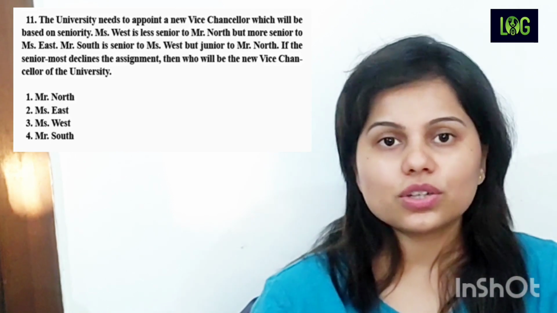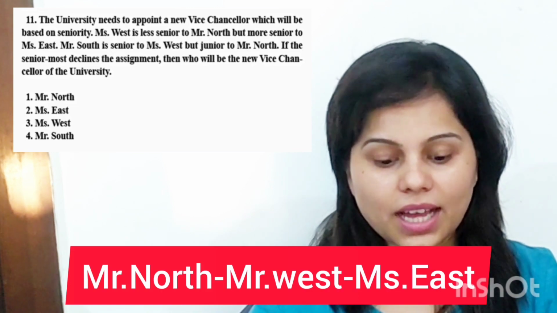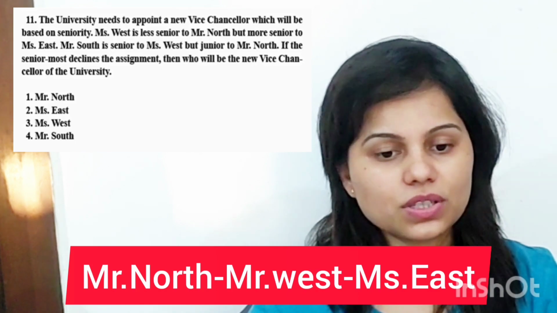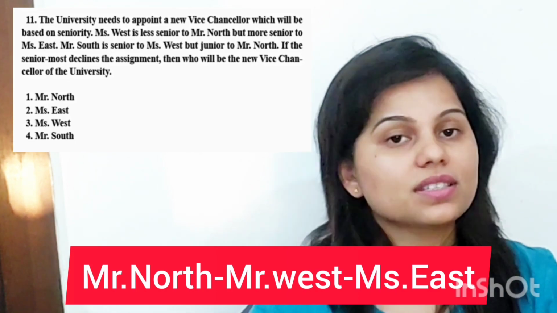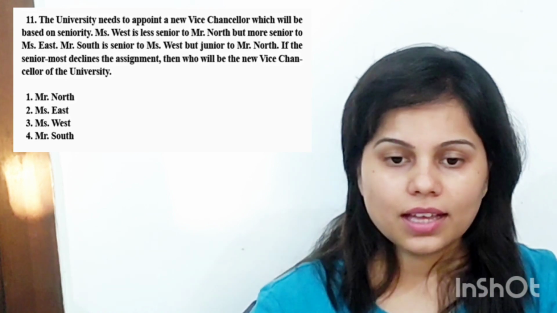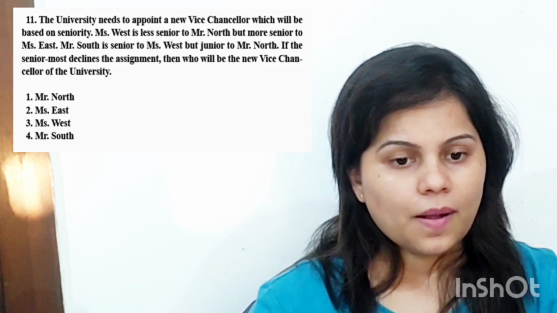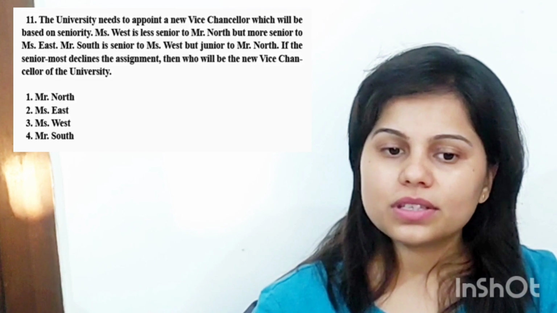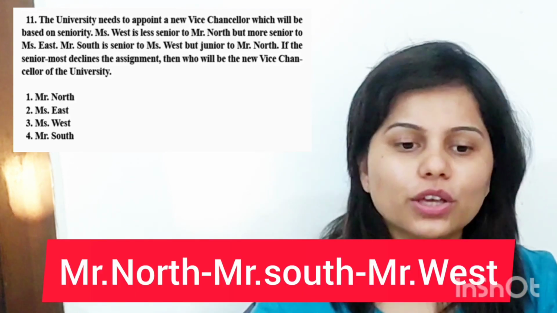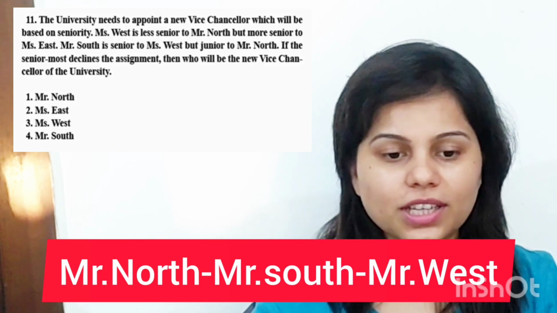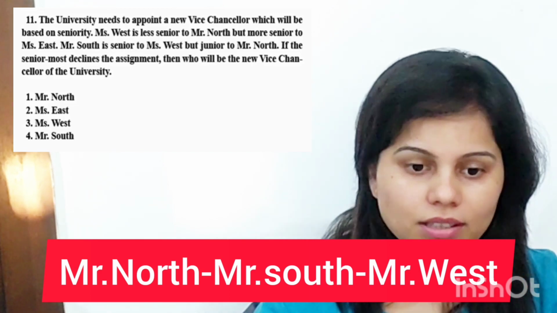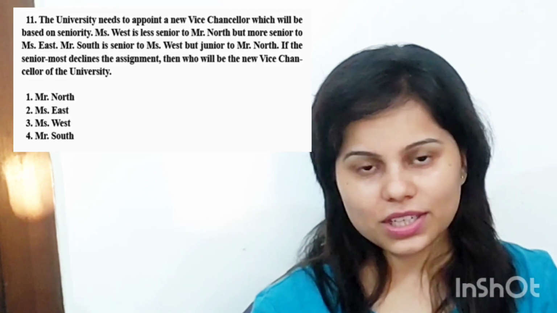So now you can draw the pattern based on this statement: Mr. North is going to be senior most, then Miss West, and then Miss East. Now the next statement says that Mr. South is senior to Miss West but junior to Mr. North. So by this statement you can draw the interpretation that Mr. North is senior most, then Mr. South, then Miss West, right?